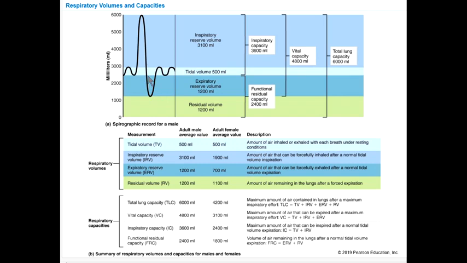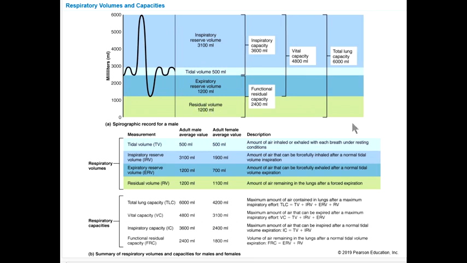Then we have expiratory reserve volume in this other color of darker blue under the tidal volume, and that's the amount of air that can be forcibly exhaled after a normal tidal volume. We can see expiratory reserve nowhere near as much as inspiratory. It's 1,200 milliliters. But then we have air left over in the lungs that we call the residual volume of 1,200 milliliters, and that's air remaining in the lungs even after you force all of the air out of your lungs. There's always some left over. 1,200 milliliters, that's your residual volume.